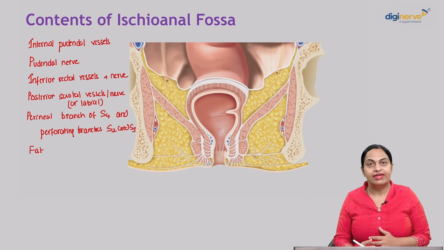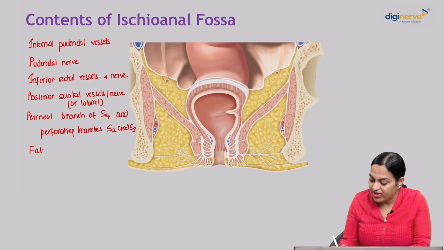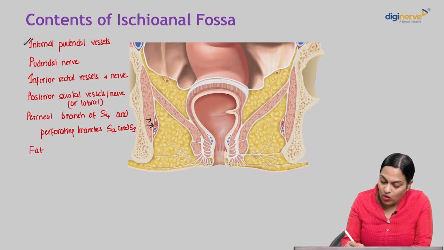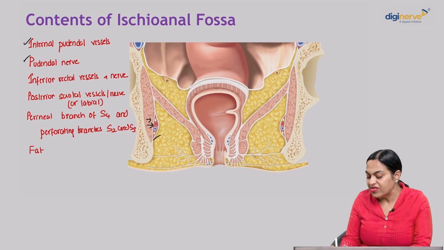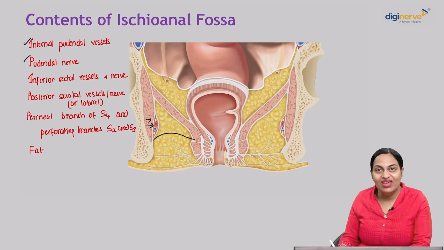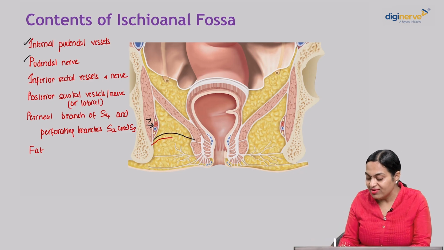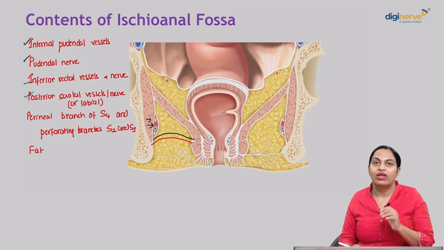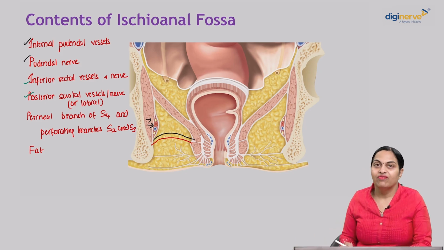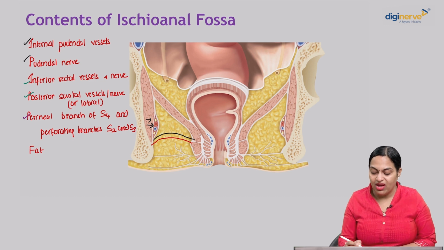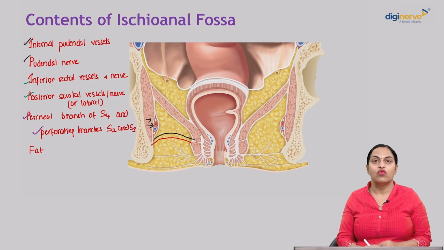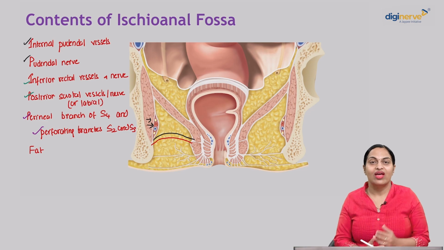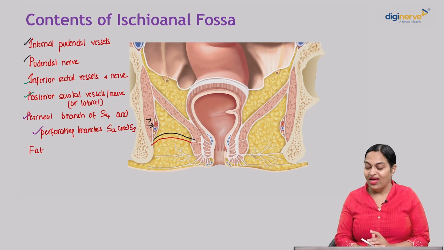Already in the pudendal canal, we have seen the internal pudendal vessels, right, and the pudendal nerve. Okay, then traversing the ischioanal fossa, we have the inferior rectal nerve and inferior rectal vessels. Apart from that, we have the posterior scrotal or labial vessels and nerves. And then from the sacral plexus, the perineal branch of S4 and perforating branches of S2 and S3. Okay, they are also present in the ischioanal fossa. And all the yellow that you see here is the fat.